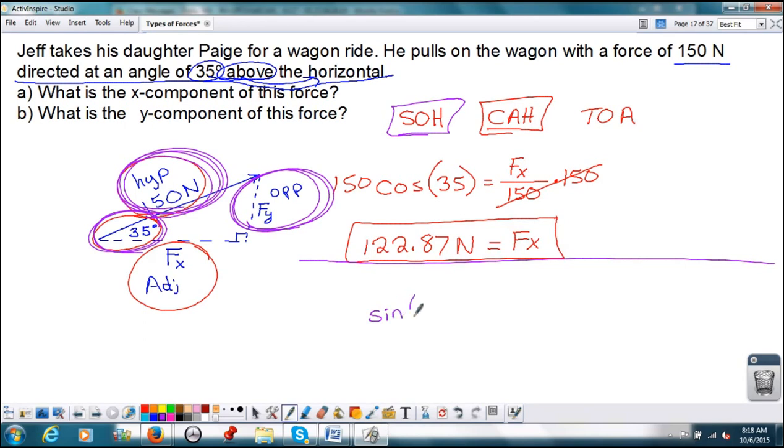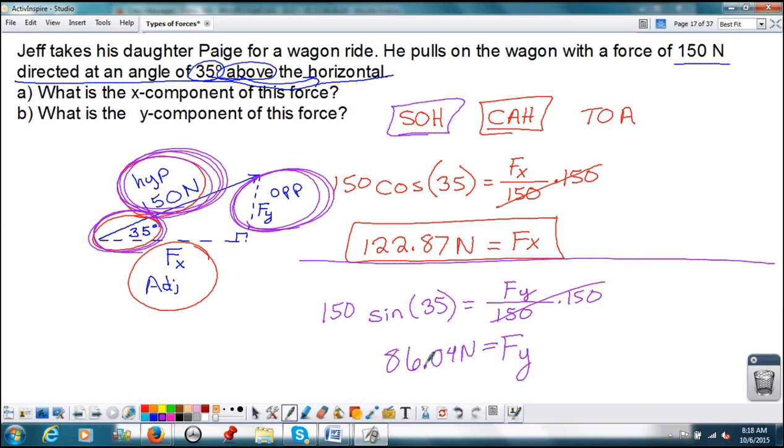Come down, I'm going to say the sine of the angle 35 is equal to the opposite, which we do not know, the y component of the force, over the hypotenuse, which is 150 newtons. And now go ahead and solve by multiplying both sides by 150 newtons. The y component of the force is equal to 86.04 newtons.